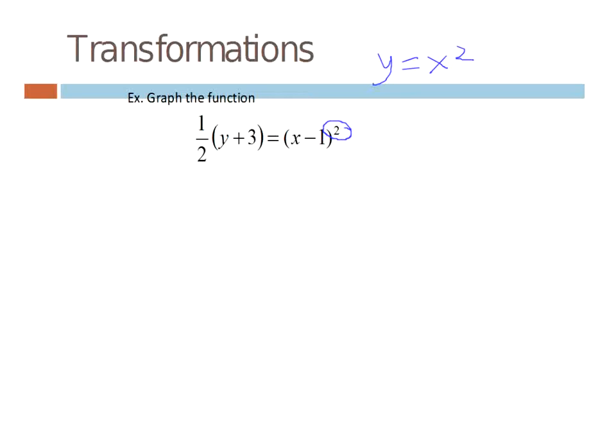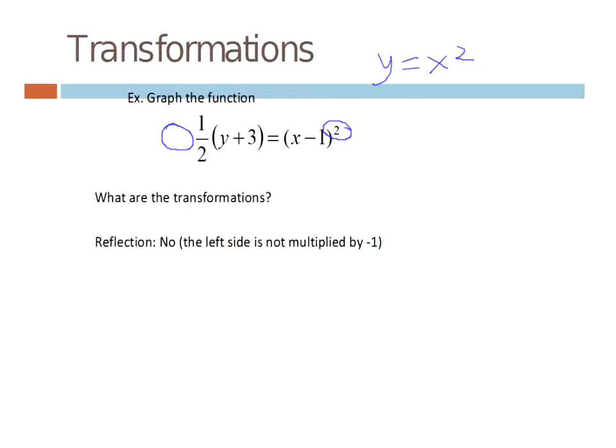So the first question you ask yourself is, what are these transformations? I don't see that there's a reflection, and the reflection would show up right here. It'd be a negative sign, and that negative sign would make the y values negative, and that would flip the graph upside down. But we don't have that here. We'll have that in later examples. We do have a vertical stretch. The vertical stretch shows up right here. It's a 1/2 in the equation. But how do I undo multiplying by half? Well, I divide by 1/2, which is the same as multiplying by 2. And so my vertical stretch will be a 2.